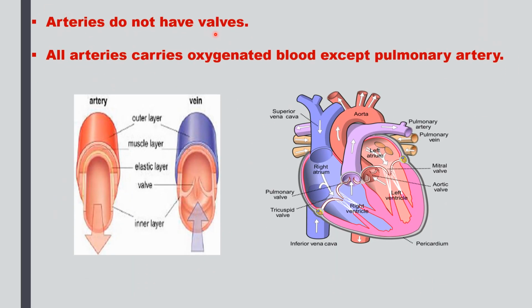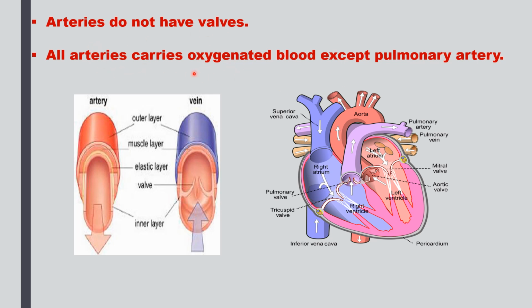Arteries do not have valves. Now this is the artery and this is the vein. You will find in veins there are flap-like structures called valves. Such valves are absent in the artery. So arteries do not have valves.